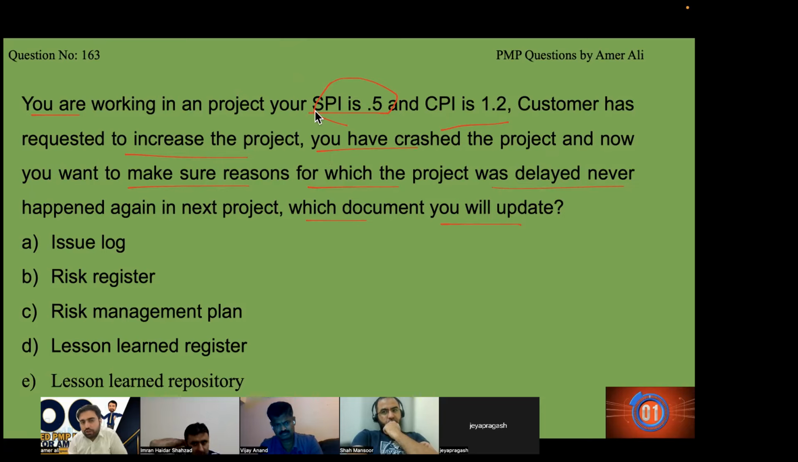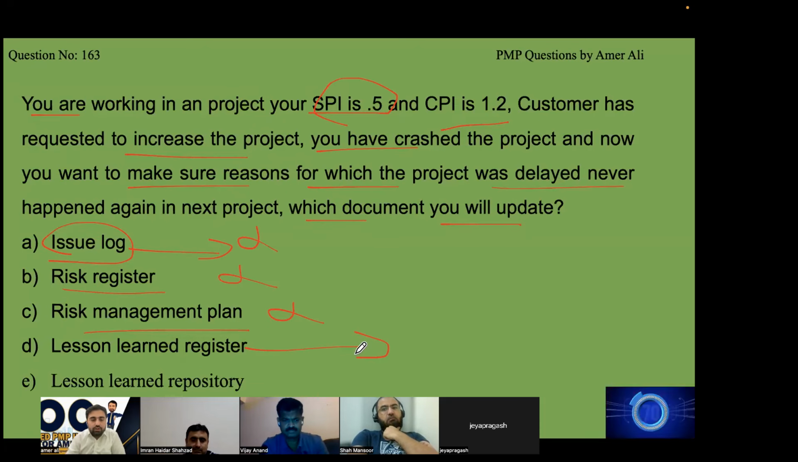Prasanna, we are not looking to put the problem. We have already solved the problem. We want to make sure that problem does not reoccur. Issue log is used to put the current problem to solve it, but this problem has already been solved. We just want to collect some information from it so that it does not occur again. Risk register, it's not a risk anymore. Risk management plan, not a chance. Lesson learned register, yes, that is something that we do. We put it into the lesson learned register so that we can identify and work on it, and that thing never happens again. Lesson learned repository, we will do that at the end of the project.